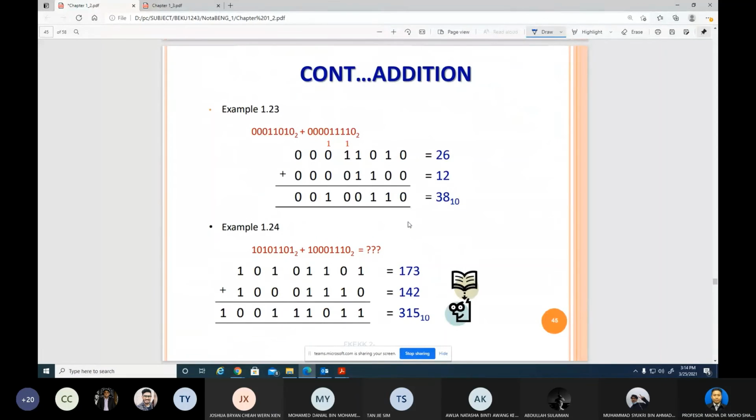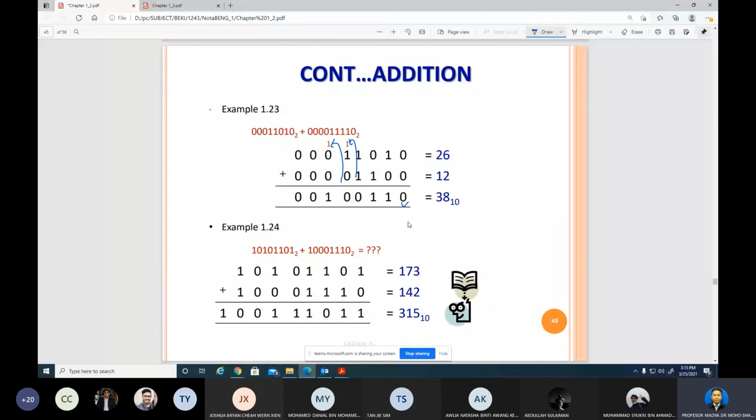And then, okay, some examples. We go from example 0, 0, 0, 1, 1, 0, 1, 0, plus 0, 0, 0, 0, 1, 1, 0, 0. You can see 0 plus 0 will be 0 here. 1 plus 0 will be 1, 1 0 plus 1, 1. 1 plus 1 will be 0, carry 1 here. And then 1 plus 0 will be 1. And then this is 0, 0.